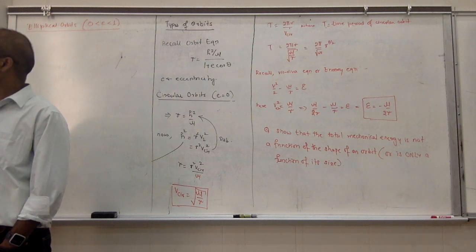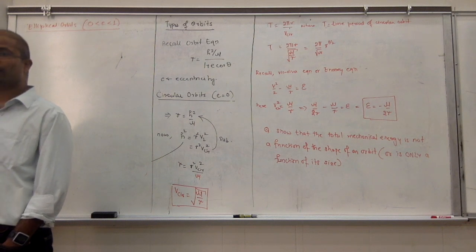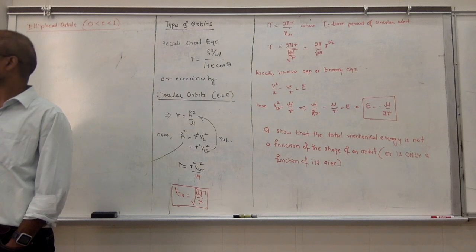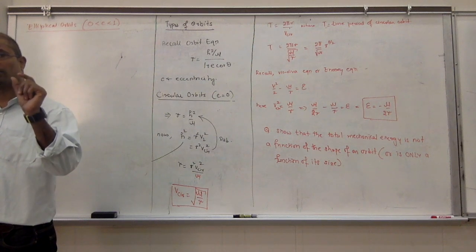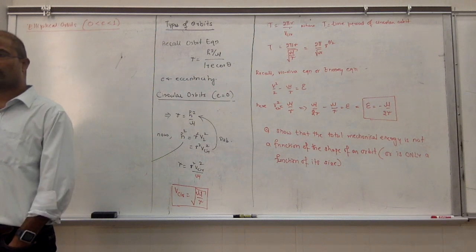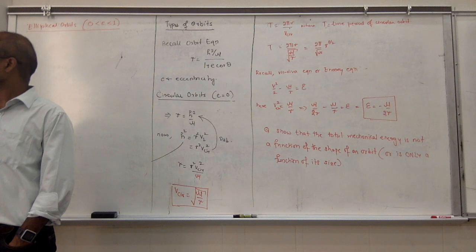What is P? P is the closest point of the orbit to the central body. It's the point of closest approach, the periapsis. P is the periapsis. This RP is the periapsis distance. You should try to get clarity on this: RP is the distance, P is a point. What is B?